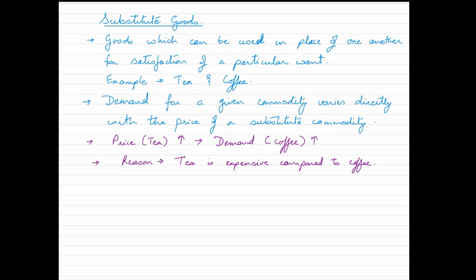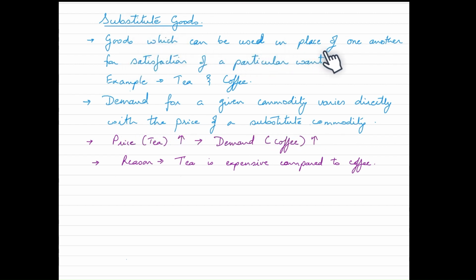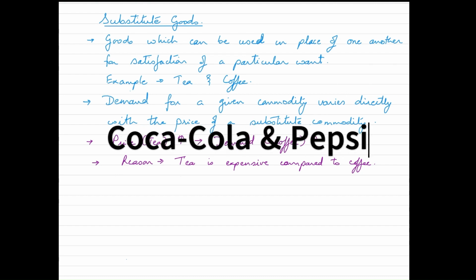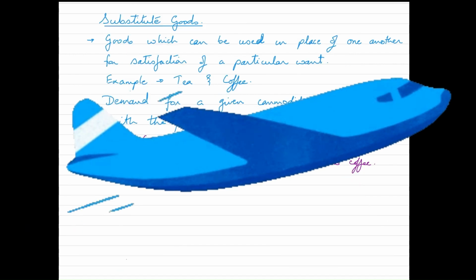So the first type of commodity that we are taking into consideration is substitute goods. What are substitute goods? These are the goods which can be used in place of another commodity for satisfaction of a particular want. Here I have quoted an example of tea and coffee. Other such examples could be paperback books and e-books, or travel by train or an aircraft.